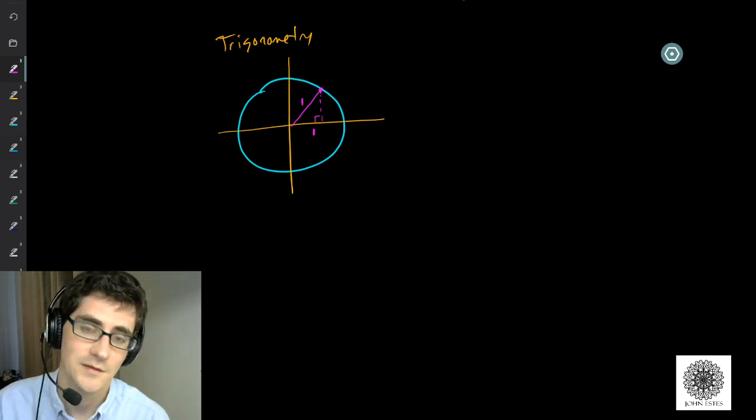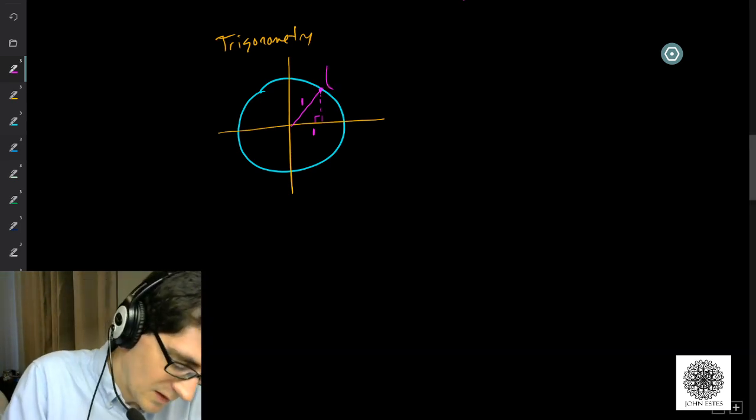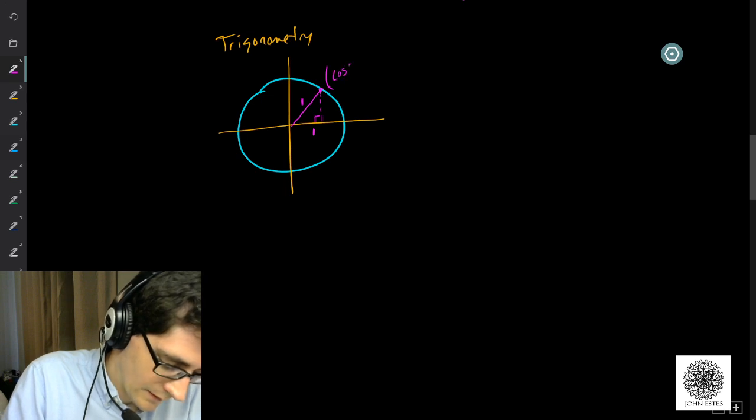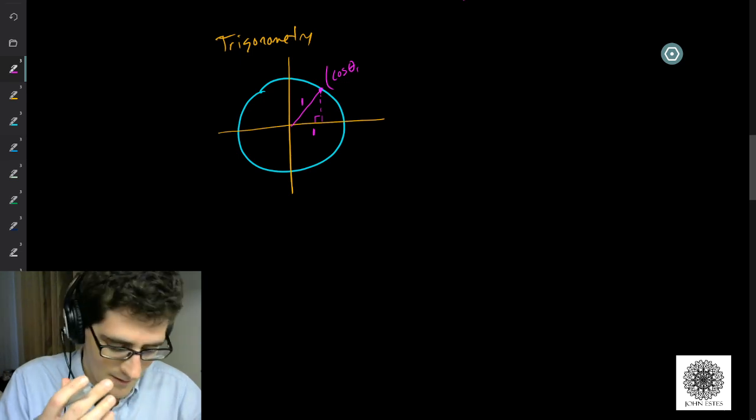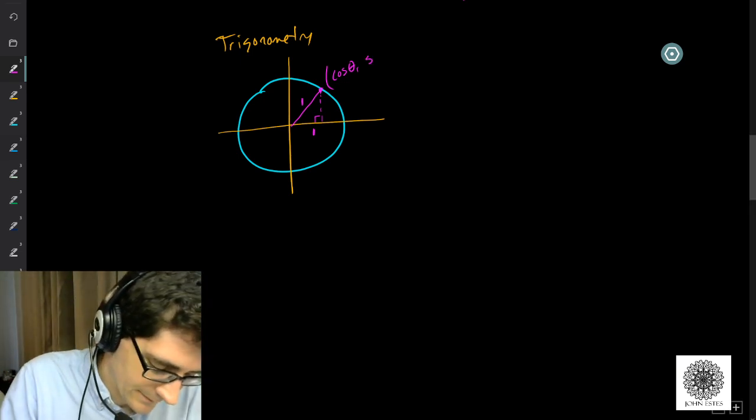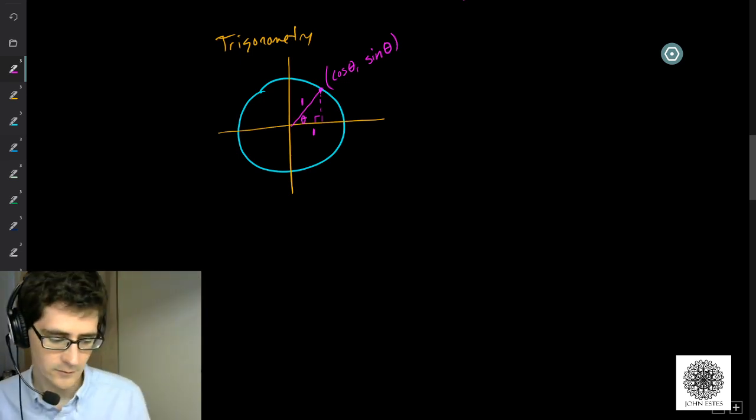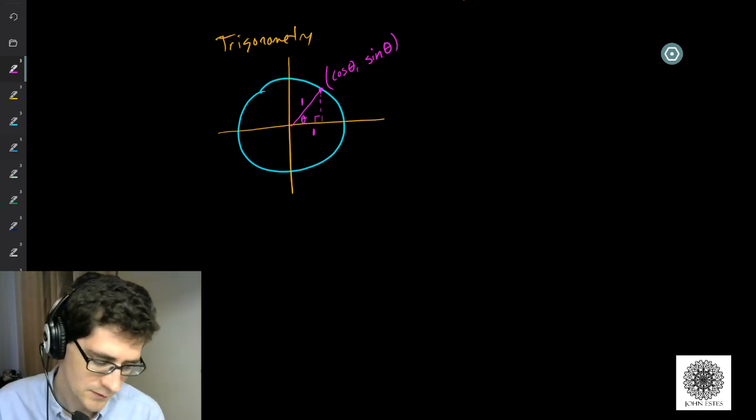Sine is opposite over hypotenuse. We end up with any point along here having the coordinates cosine theta, sine theta, where theta is the angle of our rotation. Okay, that's what we did in trigonometry.